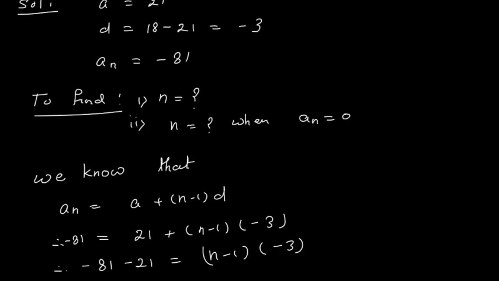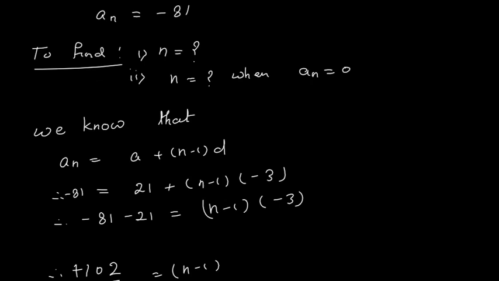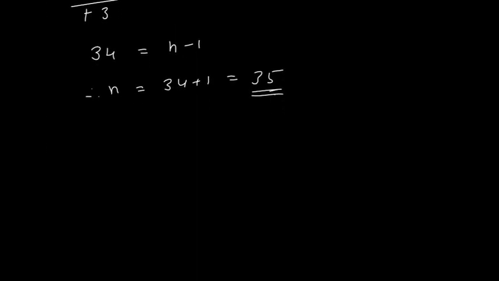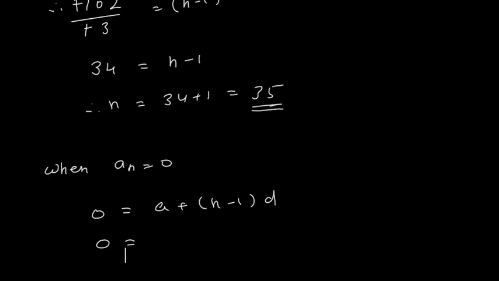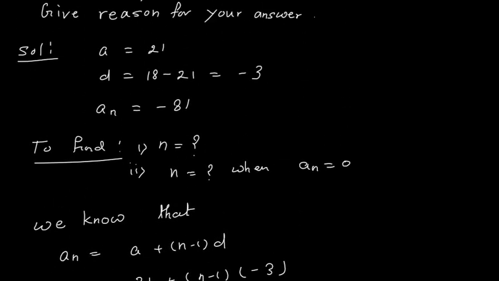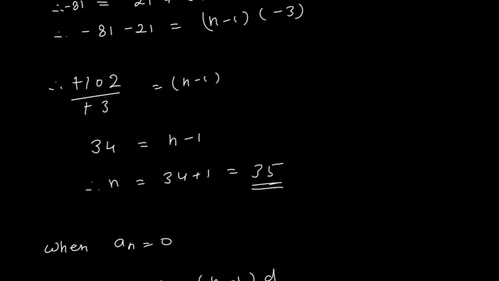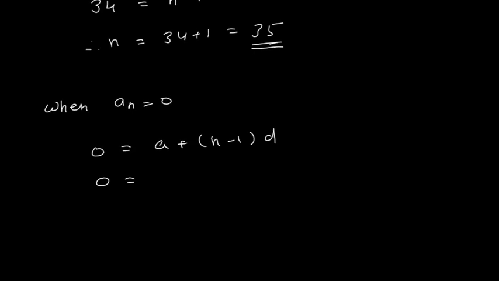Now I have to find n when an is 0. So when an is 0, I have 0 equal to a plus n minus 1 times d, that is 0 equal to, the value of a is 21, so the value of a is 21 plus n minus 1 times minus 3.